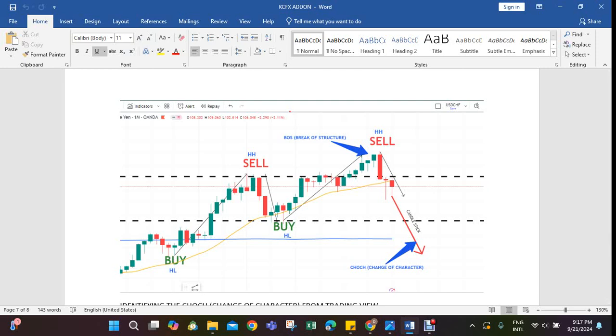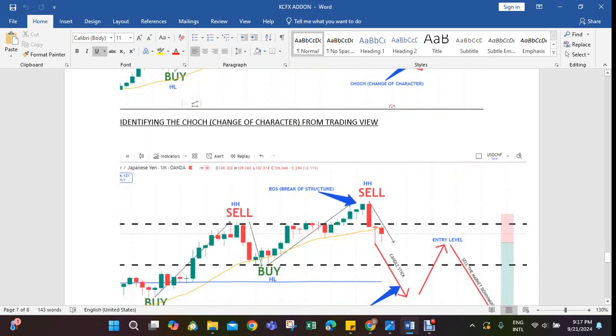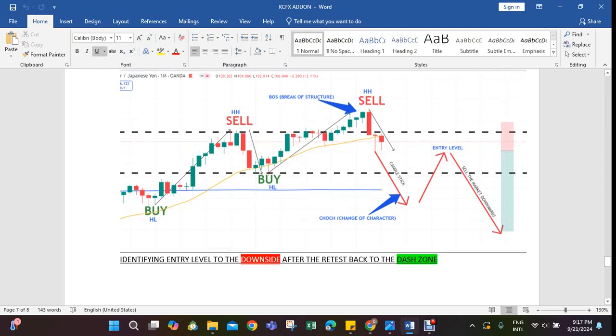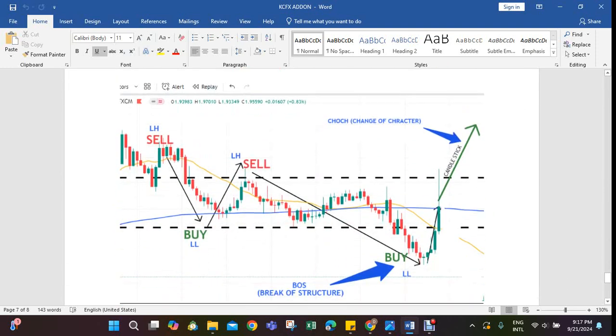That's what it means. After a break of structure, you need to see a change of character. A change of character happens only when a break of structure has happened. If a break of structure has not happened, you cannot see a change of character. The BOS needs to happen before you see a CHoCH. So that's it for the uptrend. Now let's go and check the downtrend aspect of the CHoCH.